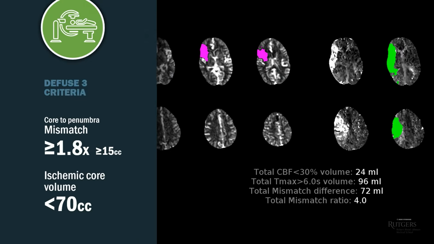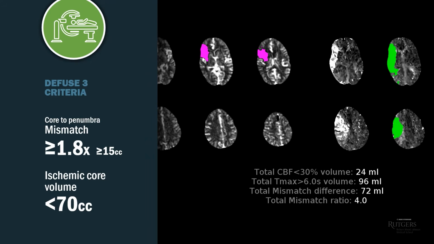Of course! DEFUSE 3 criteria are satisfied here. Patient is within 6 to 16 hours from last known well. There is a large vessel occlusion. Ischemic core is 24 cc's, which is less than 70, and penumbra is 4 times higher than the core. So this patient should get thrombectomy.